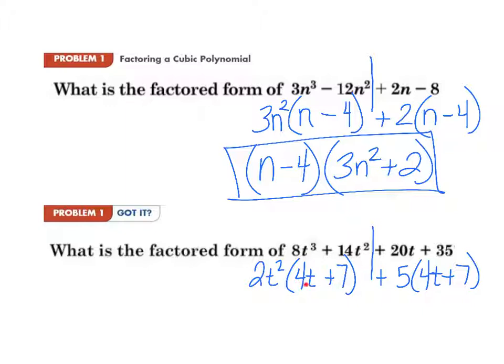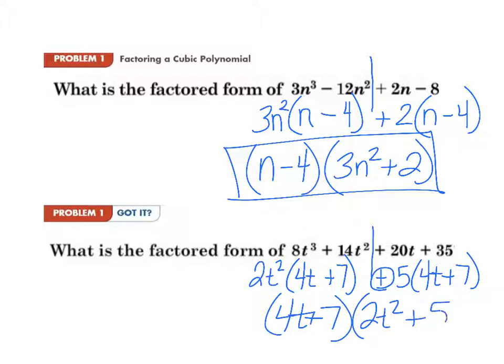So once you get these to match, then you write that matching quantity. So it's going to be a 4t plus 7 in parentheses. And then my leftover stuff was a 2t squared. Remember to put this plus sign here so that you don't forget it's a plus 5.